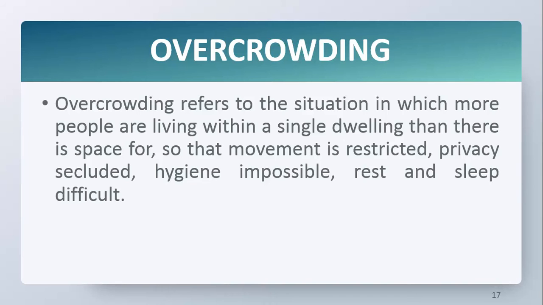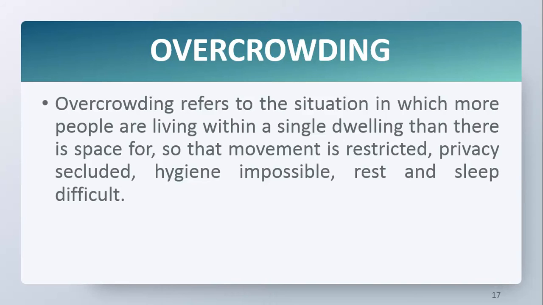So, what happens if there is overcrowding? Movement of people is restricted, privacy secluded, hygiene is impossible in overcrowded areas, and rest and sleep become very difficult. So, this is the definition of overcrowding. In general, the risks as regards physical health are clear enough.